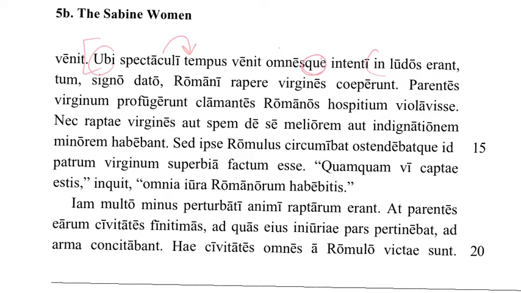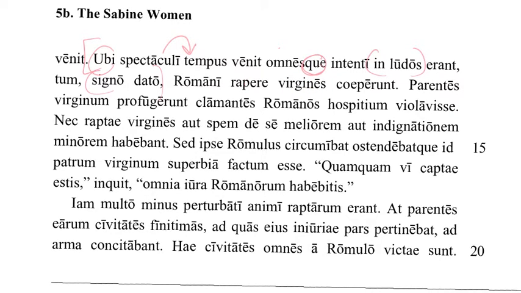So when those two things happened, prepositional phrase here, then tum signo dato, ablative absolute, Romane rapere virgines coeperent. Well, that's not very polite. We have a subject. Your verb is coeperent rapere. Again, coeperent takes a complementary infinitive. And then virgines is a direct object. Notice the wordplay once again.